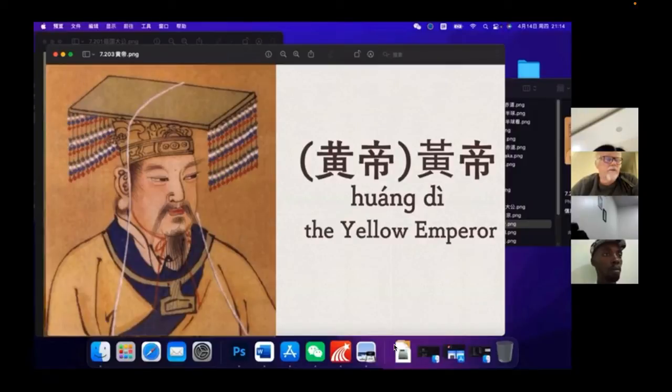You can't draw a picture of yellow. You have to draw a picture of something that represents yellow. Well, the sun is yellow. Maybe it has something to do with the sun.